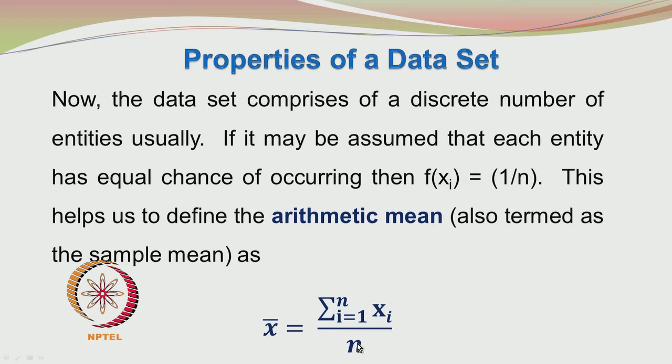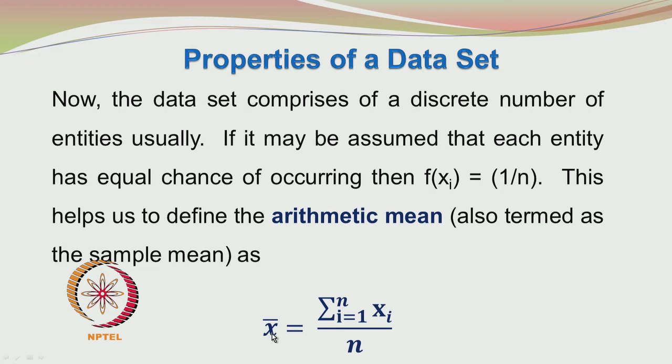Here n is small n, it should not be confused with capital N. Capital N is meant for the overall number of entities in a population. It may be even going into lakhs or millions. So, it can be a huge population, but a sample is usually in the order of, let us say, 30. It can even be as low as 5. It can go up to 30 or 40. Okay. The sample need not be larger than that.